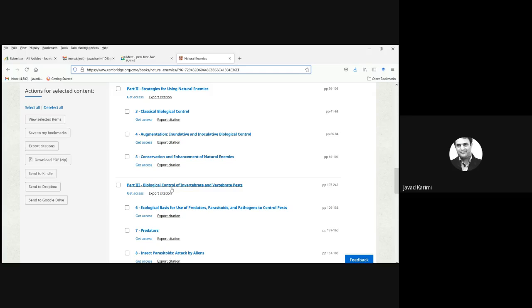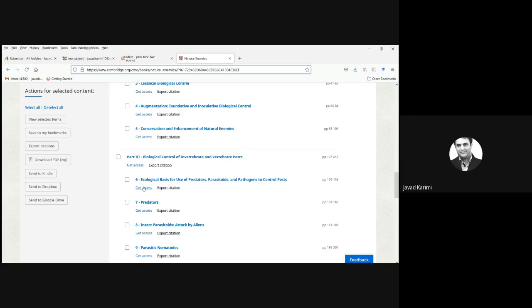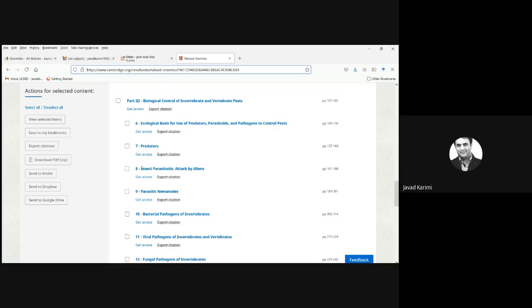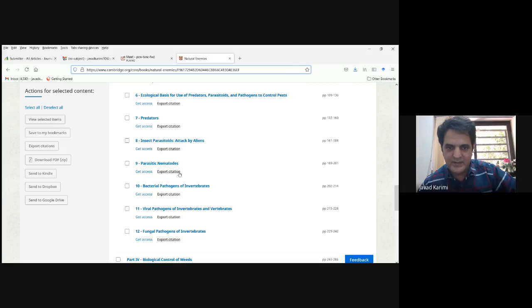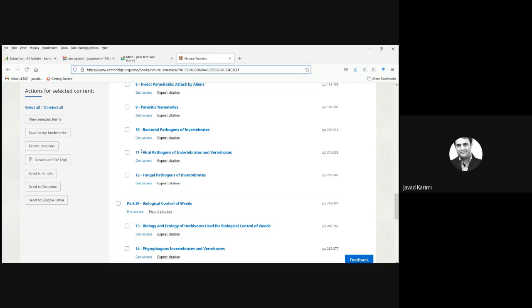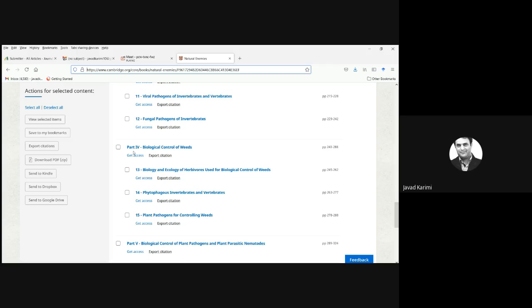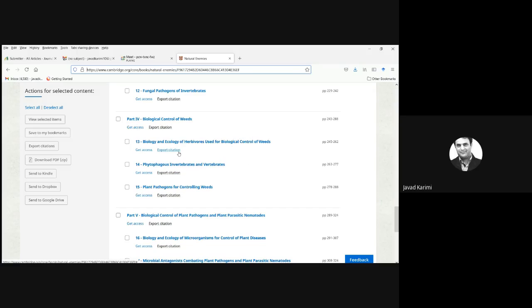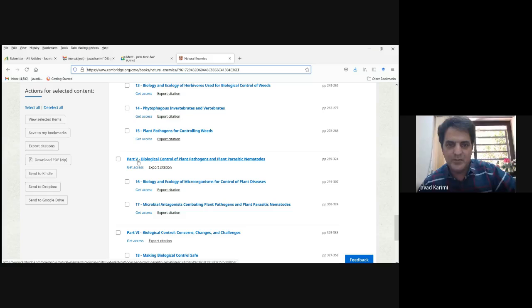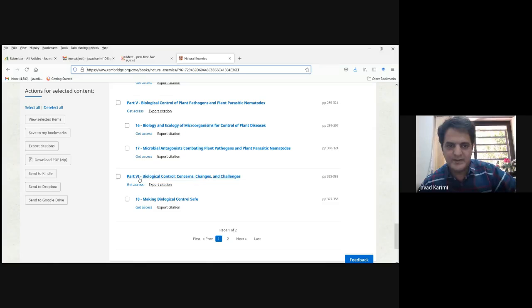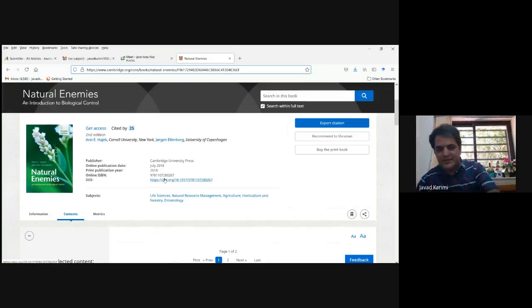Then there is another chapter for biological control of invertebrate and vertebrate pests. There is some chapter for predators, some chapter for parasitoids, some chapter for nematode, some chapter for bacterial pathogen of invertebrate. There is a chapter for viral pathogen of insect, and there is a chapter for fungal pathogen of invertebrate. Then there is another part for biological control of weed, and a special chapter for weed. Part 5 about biological control of plant pathogen and plant parasitic nematode, and part 6 about biological control, change and challenge. This is a very good book which I recommend for use as the source for textbook.